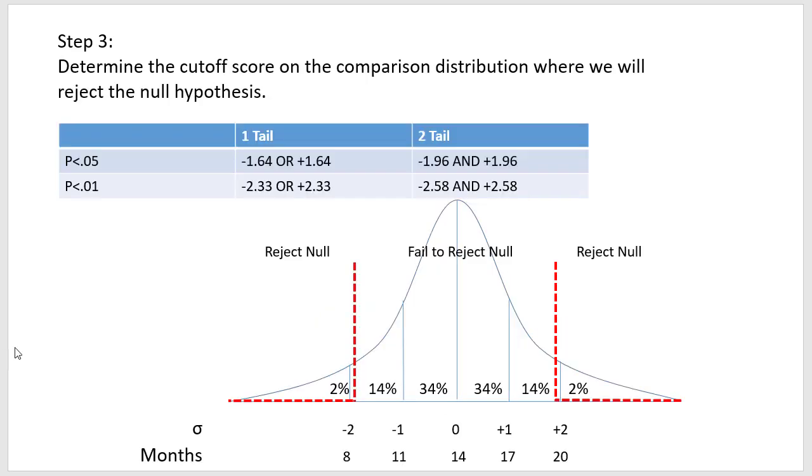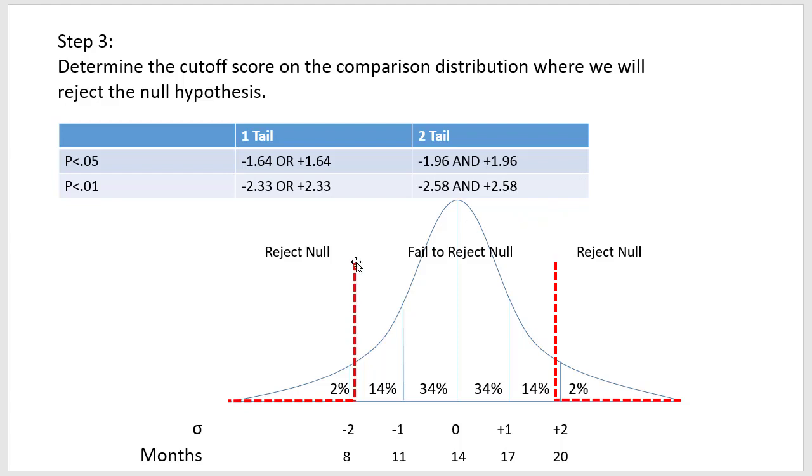Step number 3, we need to determine the cutoff score on the comparison distribution where we will reject the null hypothesis. Well, we know that we have a two-tailed test and that we're using a probability cutoff of 0.05. So we're going to use two cutoff areas, negative 1.96 and positive 1.96. Remember, this is kind of just a cheat sheet that was put together for you from the book that allows you to use a table to determine what your cutoffs should be. You could use the normal curve table and determine that, but we're going to save you some work.